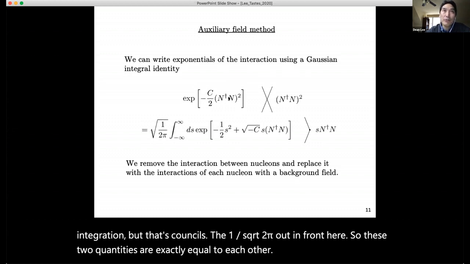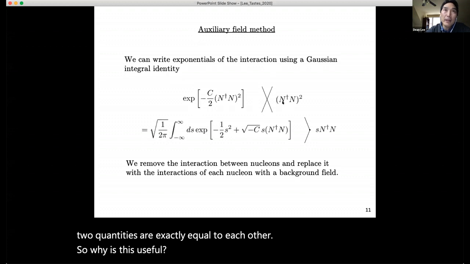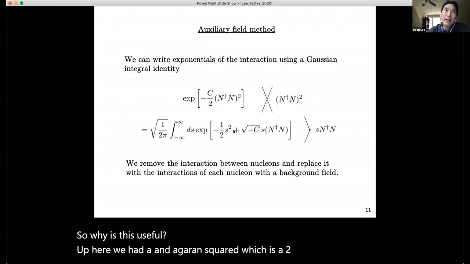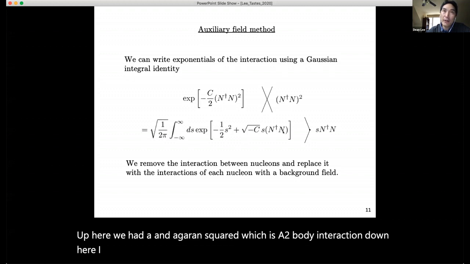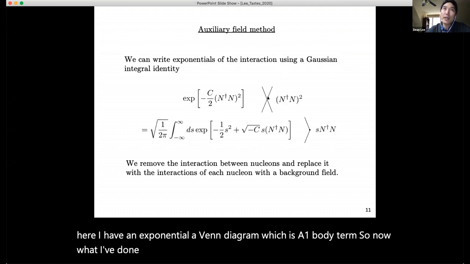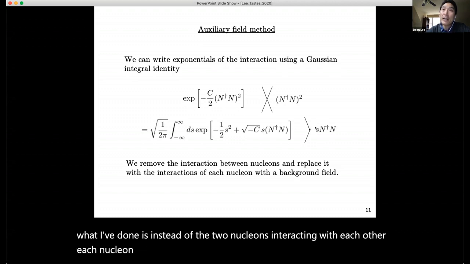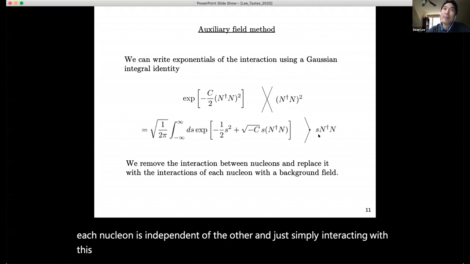So why is this useful? Well, up here we had an (n dagger n) squared, which is a 2-body interaction. Down here I have an exponential of n dagger n, which is a 1-body term. So now what I've done is, instead of the two nucleons interacting with each other, each nucleon is independent of the other and just simply interacting with this auxiliary variable s.